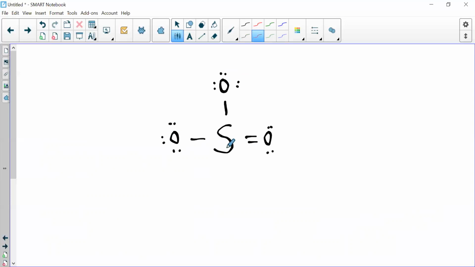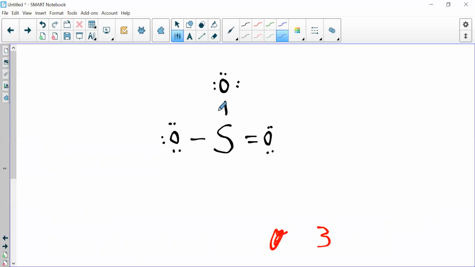Looking at the sulfur, how many electron domains do I see? Well, I see a single bond, a single bond, and a double bond. That's 3 electron domains. Not 7, 3 electron domains. This double bond does not count as 2, it counts as 1. And these are going to repel each other equally.